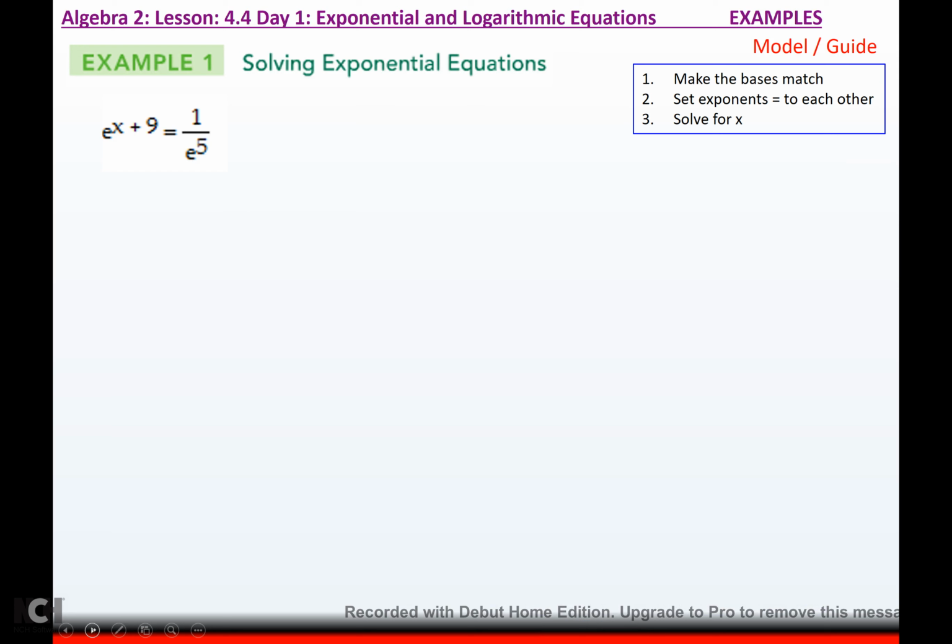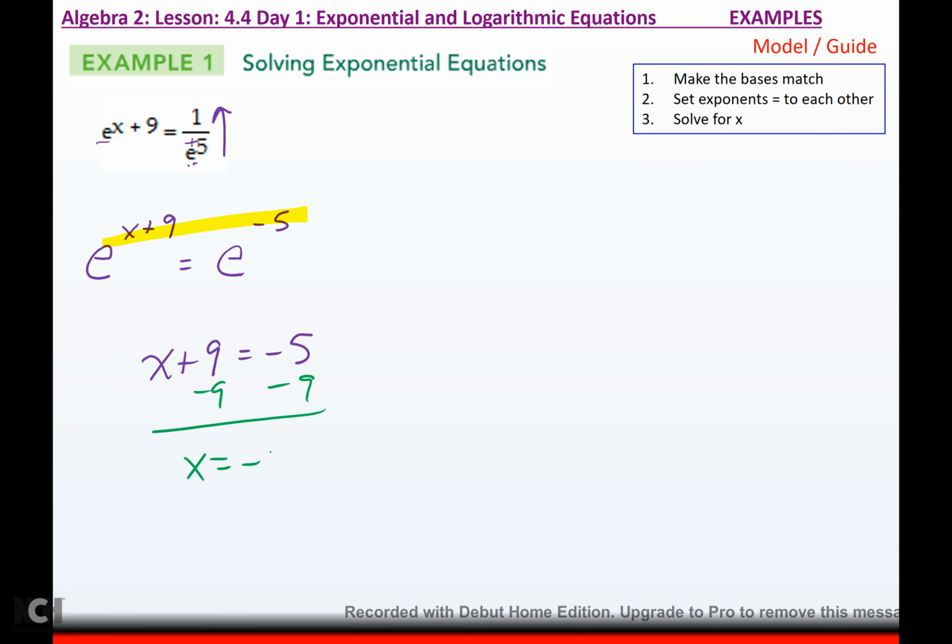You still need to make a match, which they do, but he's in the bottom. So move him up, change the sign of his exponent. So e to the x plus 9 equals e to the negative 5. Now my bases match, so my exponents have to be equivalent. So I can say x plus 9 equals negative 5, minus 9, minus 9, x equals negative, or e equals, I should say, no, x equals negative 14. Sorry, e is the number.